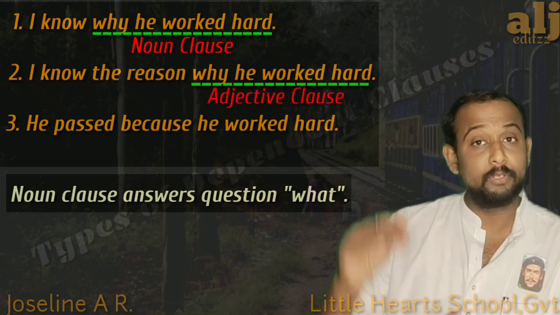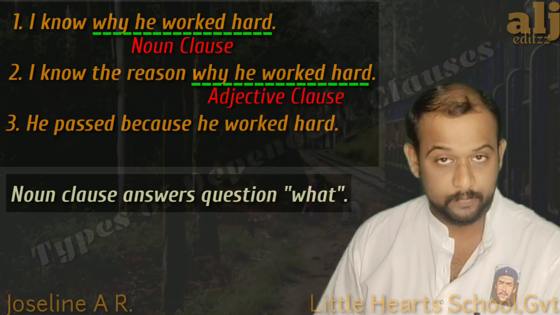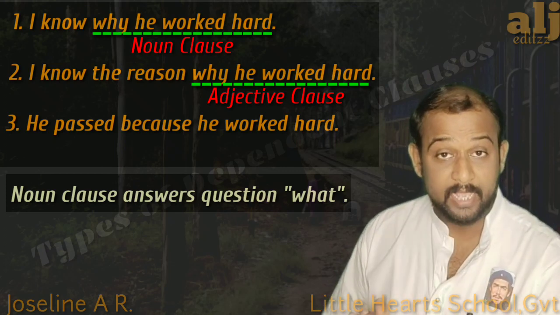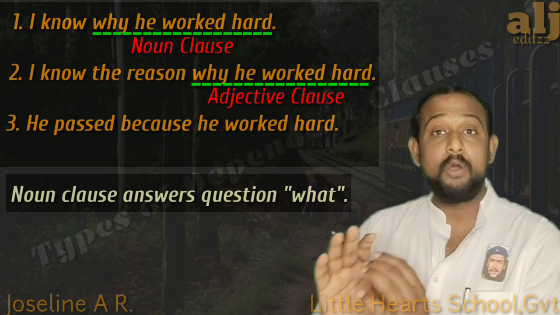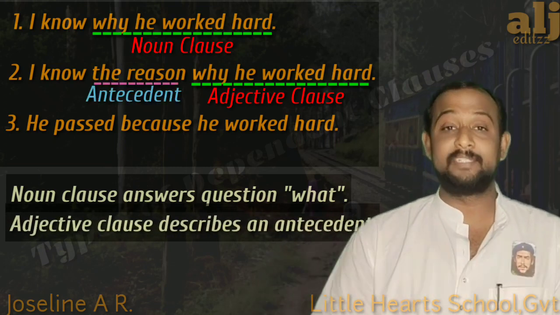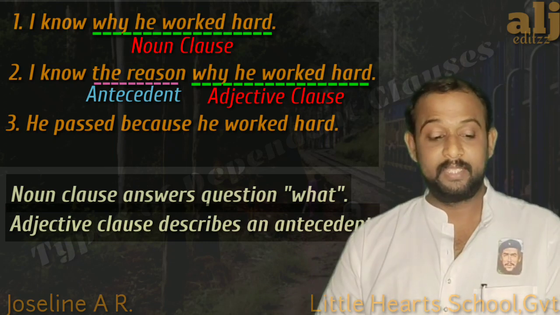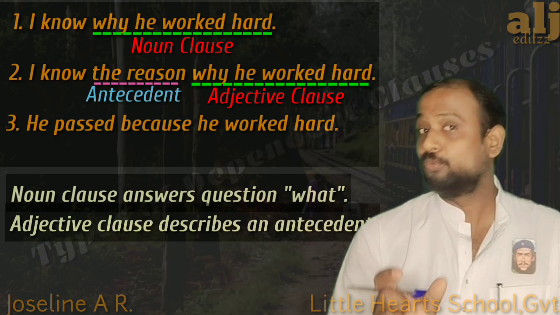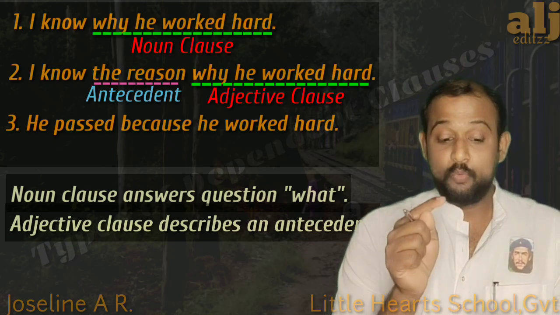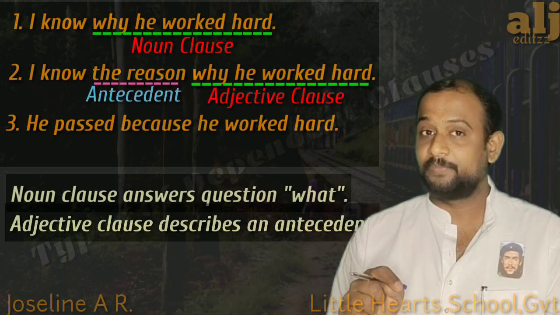Then how to differentiate an adjective clause from the noun clause? Noun clause answers what, whereas an adjective clause always describes an antecedent. And in this statement, the antecedent is the reason. I know the reason. The reason is the object, the antecedent. There is a noun. And why he worked hard defines this reason, the antecedent.